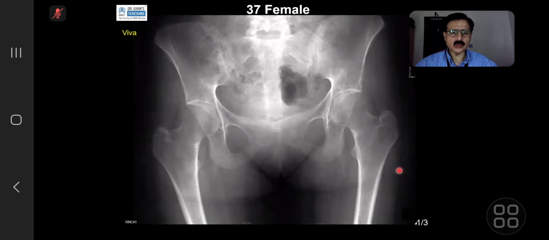Do you see any Looser zones? Candidate 4. Yes, on the medial side of both femoral necks. Excellent. So here you are. You can see it here, and you can see it here.